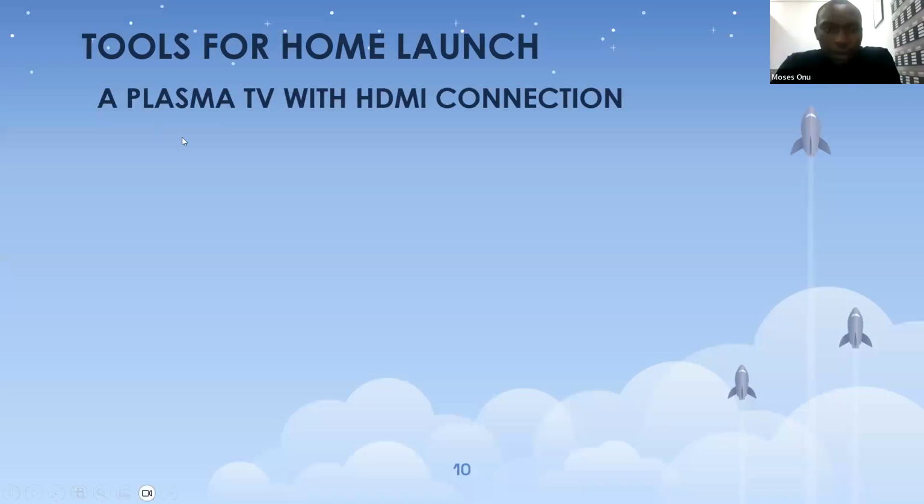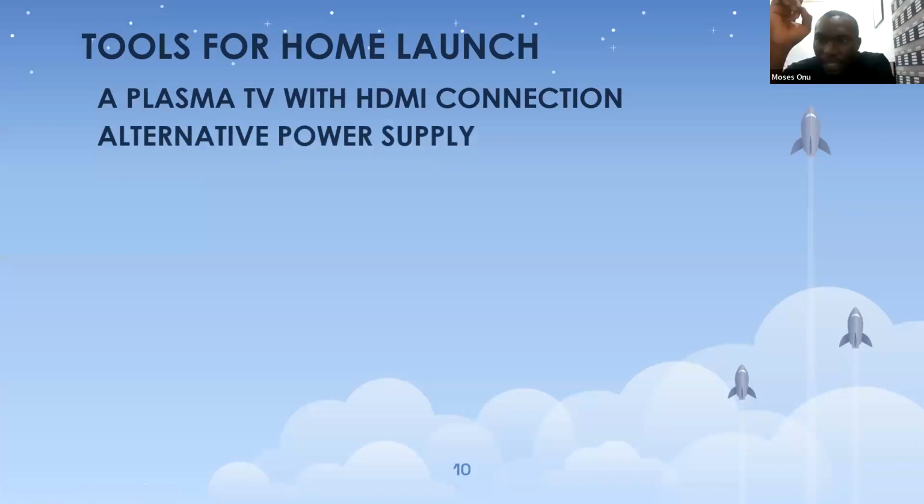Then number 2, this one is very, very important. Do you understand? You need an alternative power supply. You need a standby generator. This one is very, very important. If you are organizing a launch, whether it is in your office, whether it's in your church, whether it's in your house, wherever it is, there must be a standby generator.